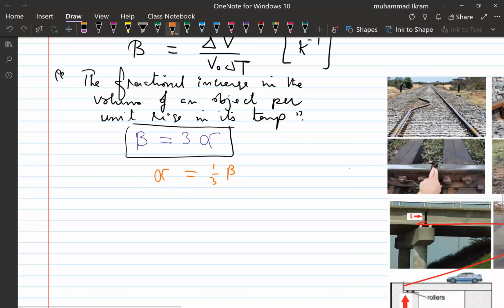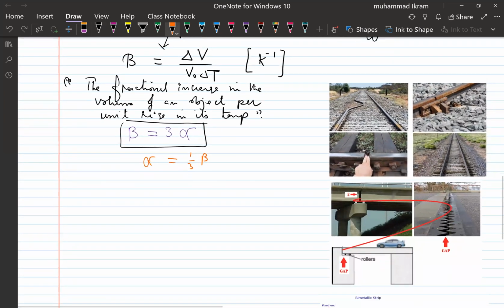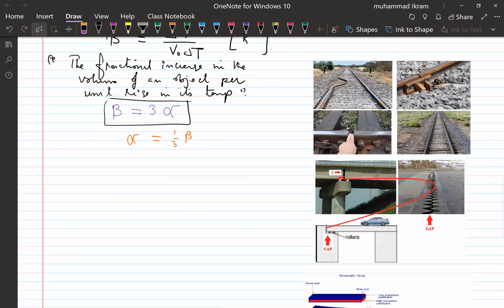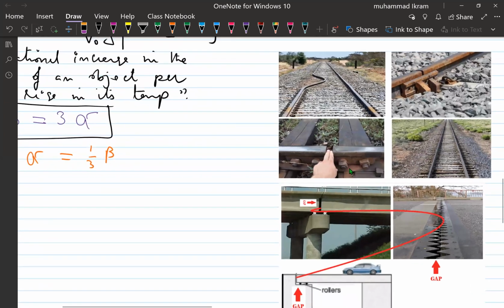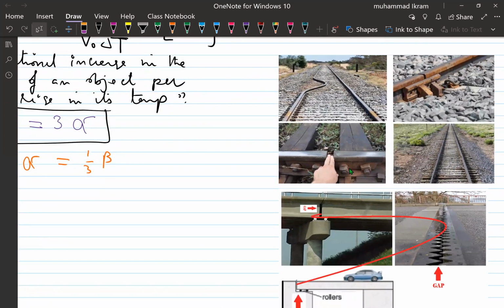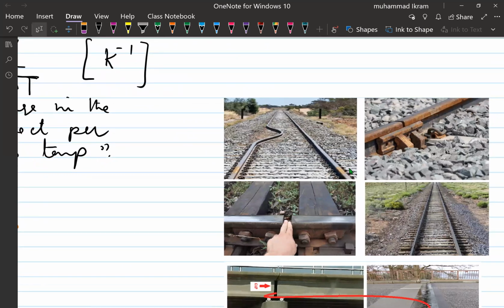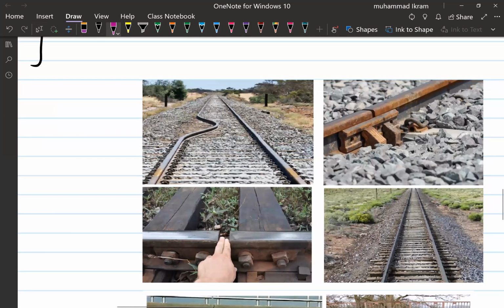Now, so that is for the linear coefficient of thermal expansion. Now we have the applications, the merits and the demerits, the advantages and the disadvantages of the coefficient of thermal expansion. So there are certain questions. For example, you might have seen that gaps are left while laying two sections of the railway track.